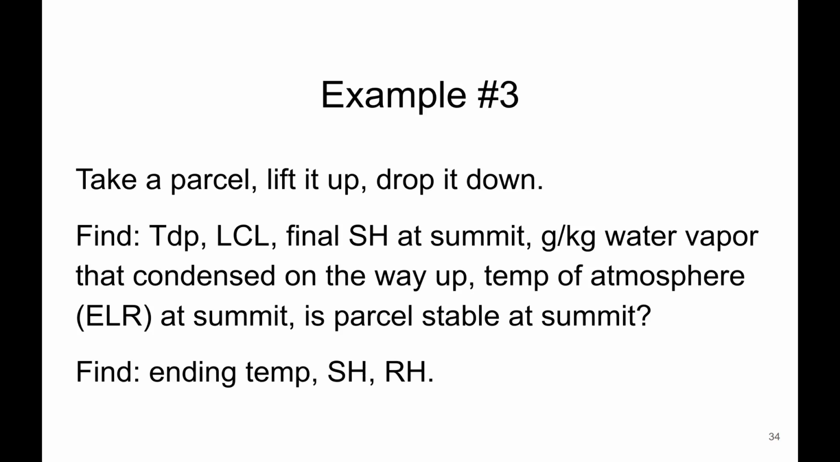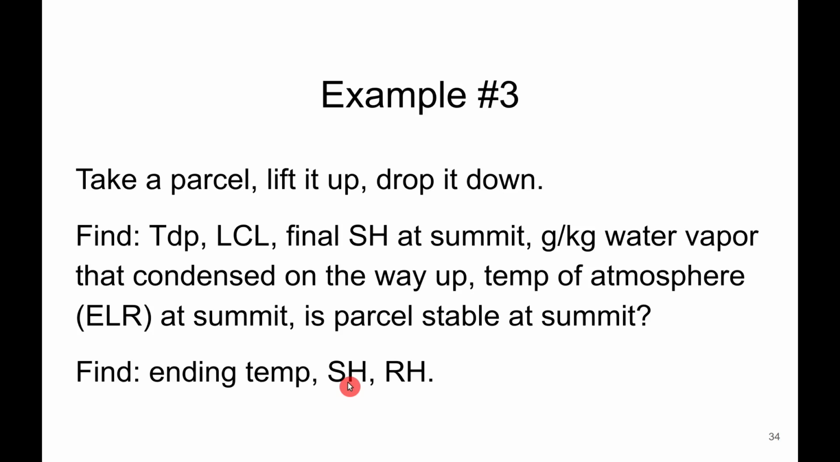So in this example, we're going to find the dew point temperature, the lifting condensation level, the final specific humidity at the summit, how much water vapor condensed on the way up, the temperature of the atmosphere at the summit, and then whether the parcel is stable at the summit. After we're done with the parcel at the summit, it's going to drop down and we will calculate a new ending temperature. The specific humidity is going to stay the same, and we'll calculate a new relative humidity because the temperature will be higher. So the maximum specific humidity will be higher, but the specific humidity will be the same.